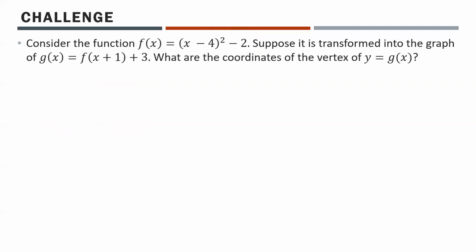Consider the function f of x equals (x minus 4) squared minus 2. Suppose it is transformed into the graph of g of x equals f of (x plus 1) plus 3. What are the coordinates of the vertex of y equals g of x? Well, holy smokes. Okay, this one is a tough one.